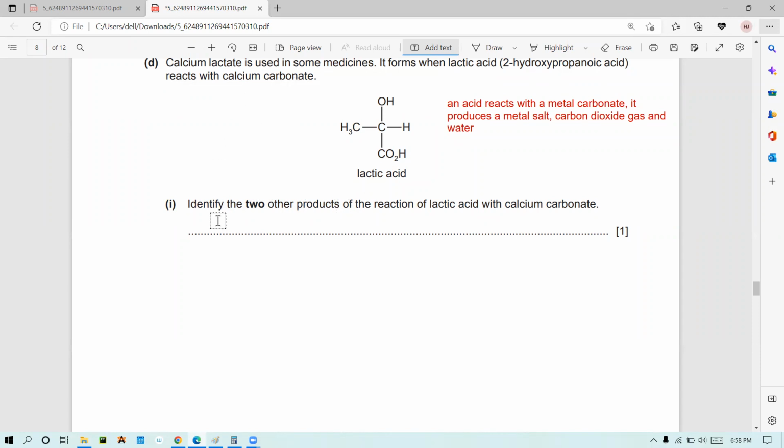First one is calcium lactate. I will write all the 3. Calcium lactate is formed. Carbon dioxide is formed. Water is produced. Actually, we had to write the answer without the calcium lactate because it's already given there. The other 2 compounds are carbon dioxide and water. Those are the 2 substances formed.